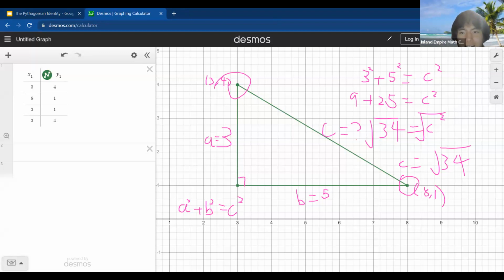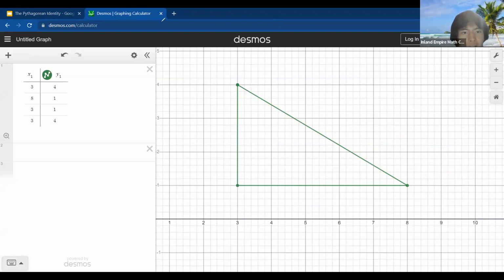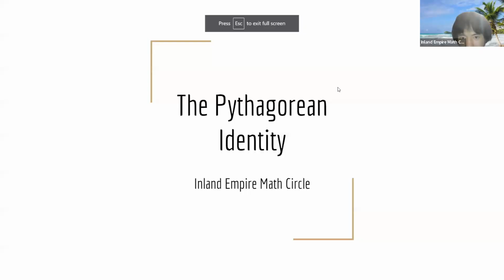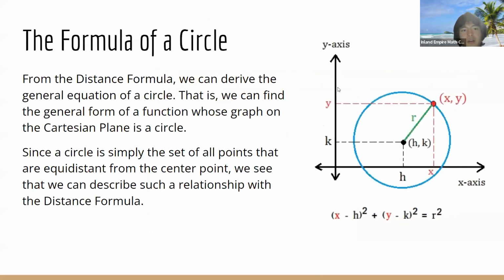All right, okay. So why are we talking about the distance formula? The reason is that the distance formula allows you to understand the formula of a circle. So in other words, we can derive the general equation of a circle. We talk about circles all the time, but it's good to wonder if you can actually put the circle on the Cartesian plane by writing an equation, right?